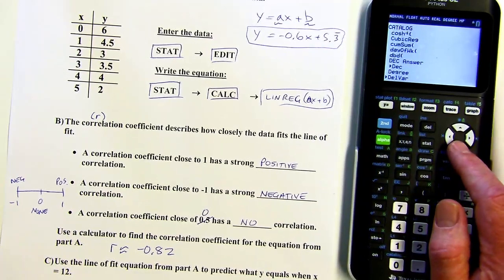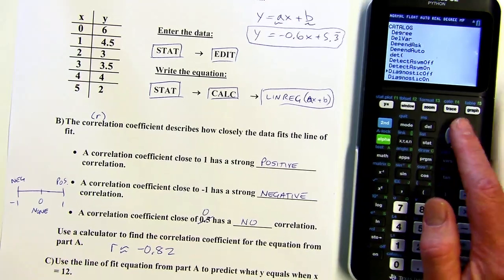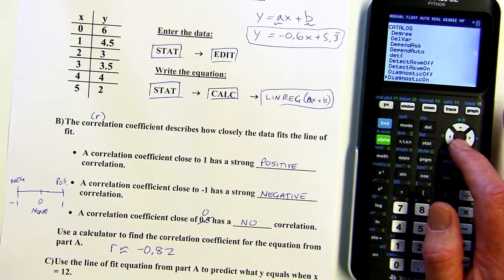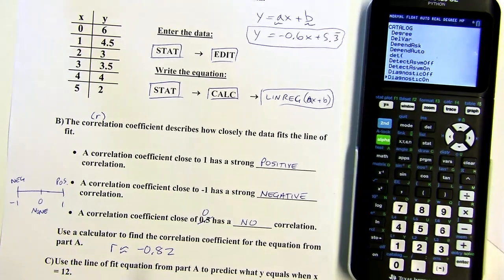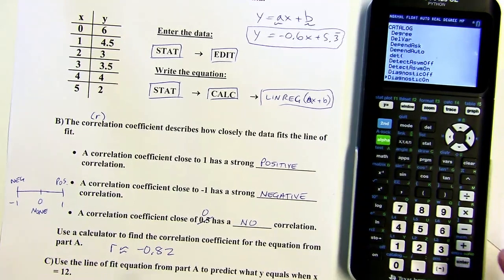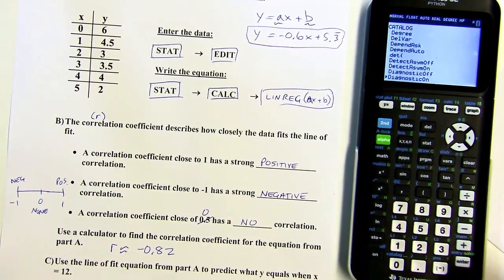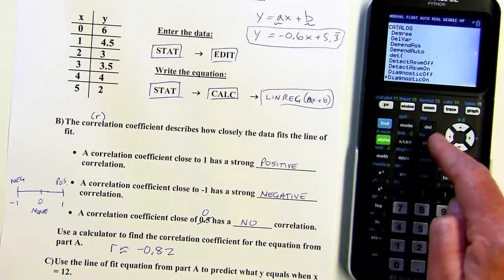Let me hold this down a while. Okay, so you can turn diagnostic off or on. You want it on. Mine's on already, and that's why it shows the R's. But if yours didn't show the R's, you'd hit enter, and then enter again to make it run. Then you'd have to go back and do the linear regression.